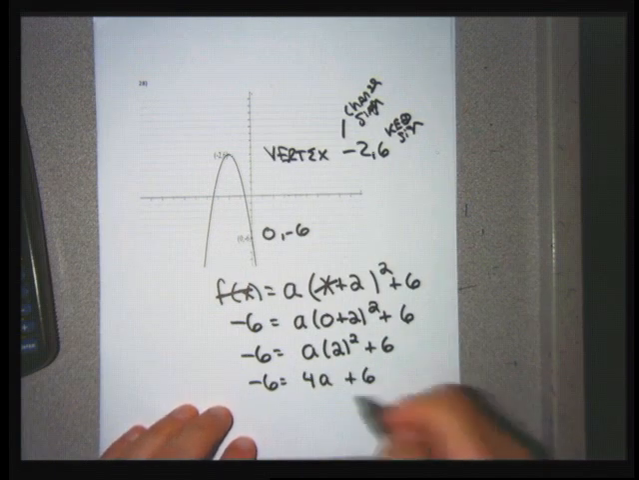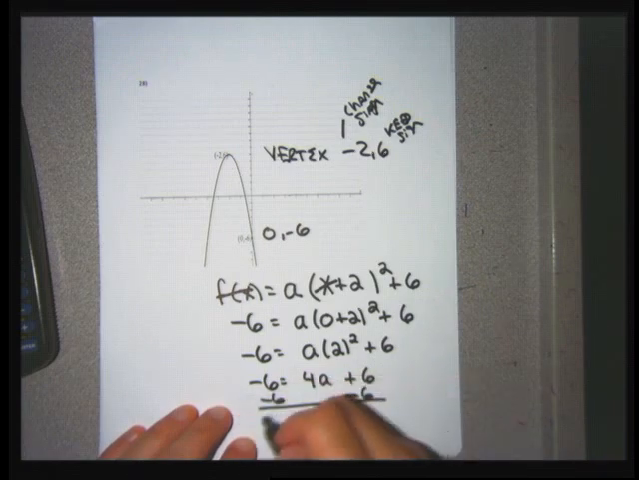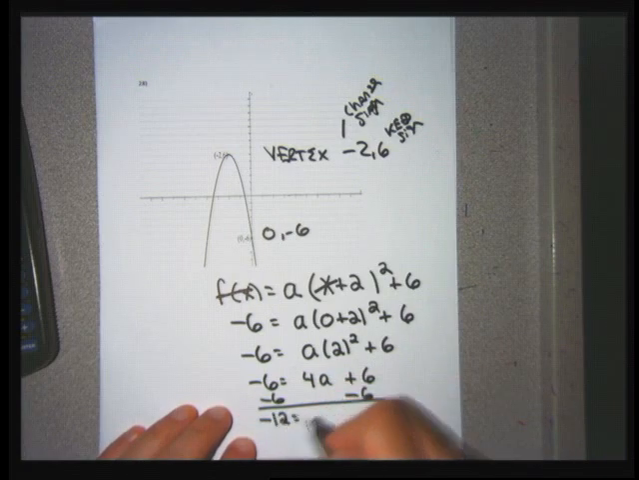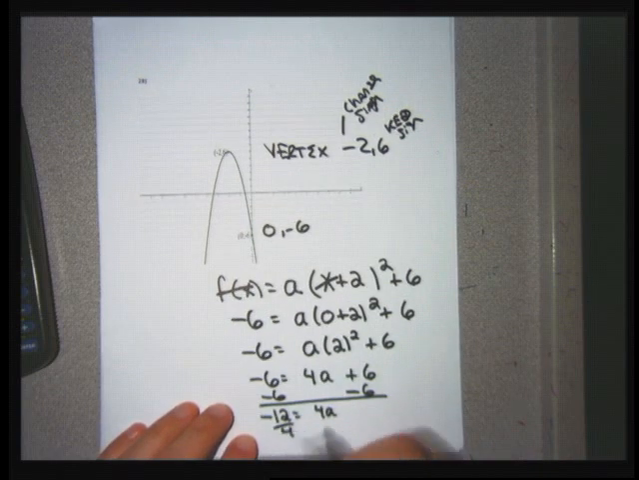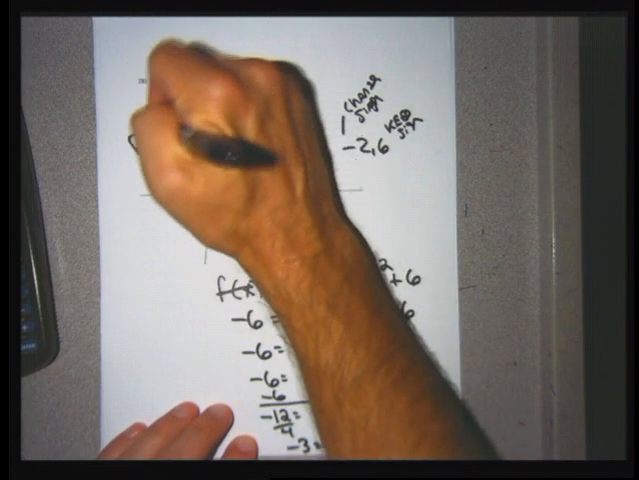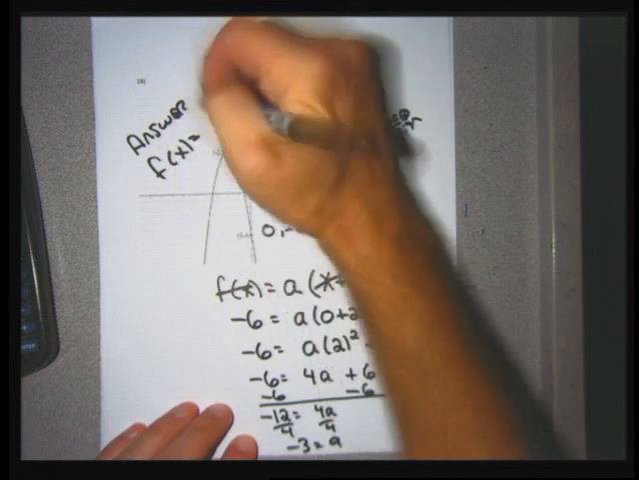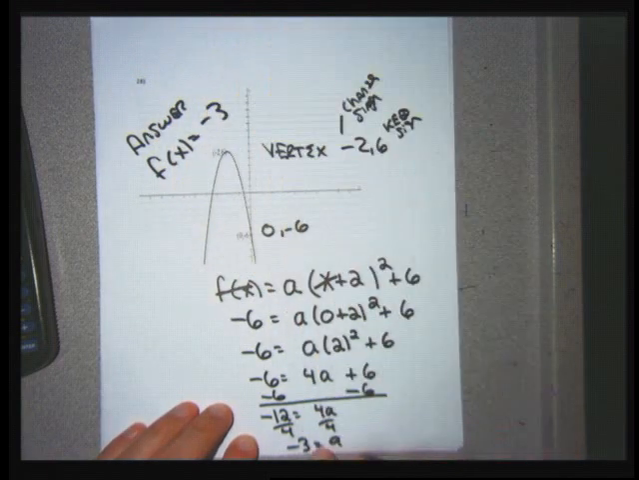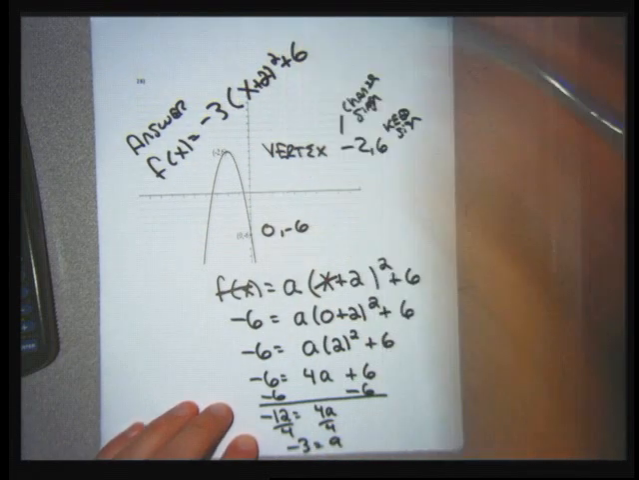I'm going to subtract 6 from both sides. On the left side, both the numbers are negative, so I add them and keep them negative. That gives me 4a equals negative 12. Divide by 4, divide by 4, I get negative 3 equals a. I claim this parabola has the equation f of x equals negative 3 times (x plus 2) squared plus 6. I'm going to check it.